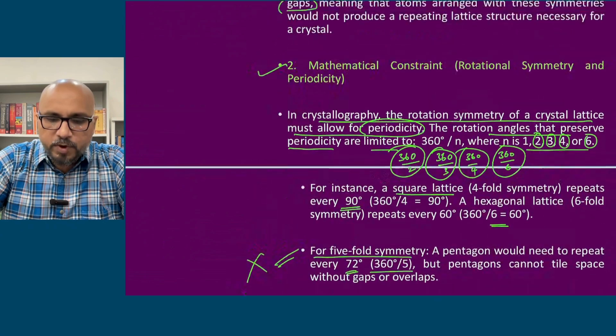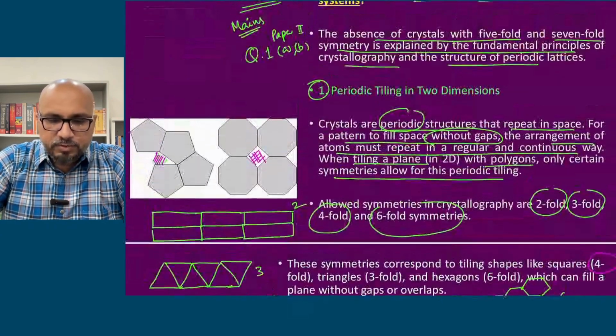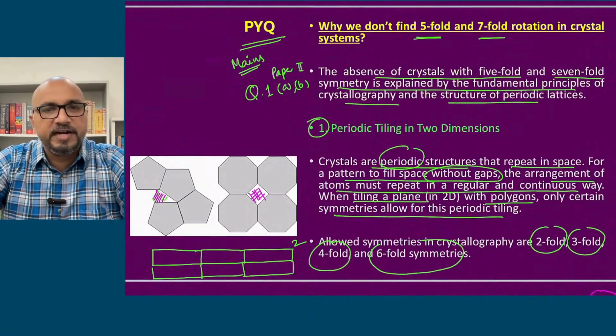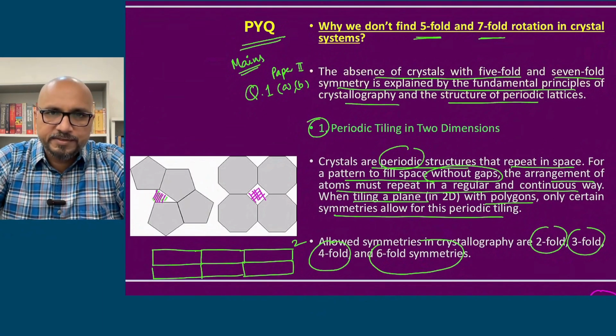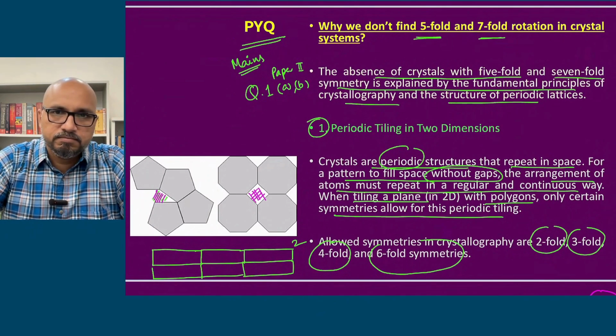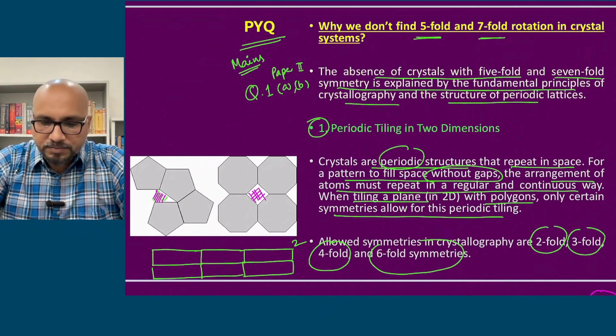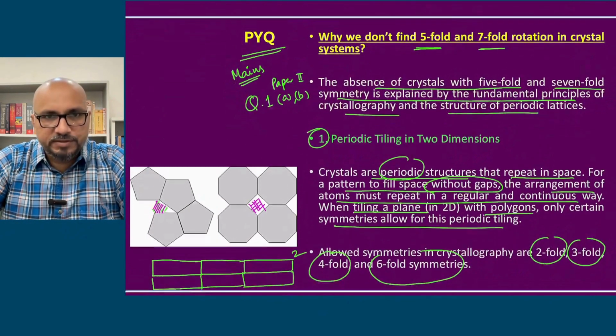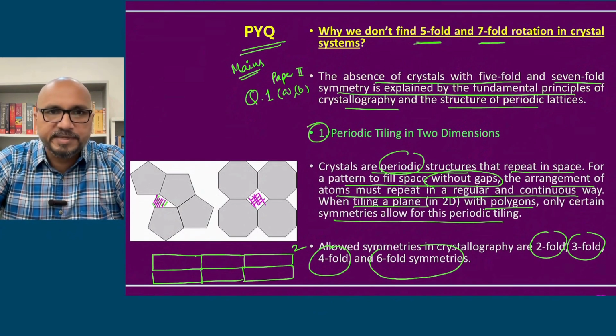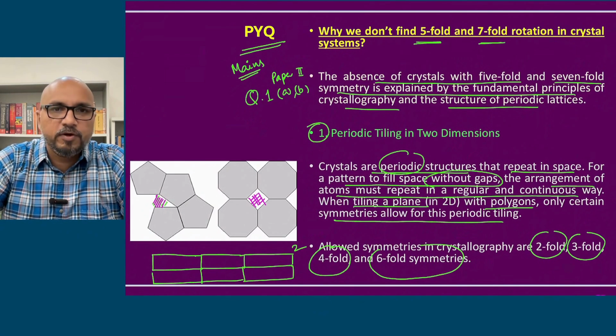So these two are your points. ठीक है, तो ये तुमको आंसर में लिखना है. Why don't we find 5-fold and 7-fold rotation in crystal systems में? So these 2 points you can make notes from here and prepare your answer from here. So that was regarding the axis of rotation. So this is one of the important symmetry element. All right. So in the next video, we will see roto inversion and other symmetry elements. So that will be all. Thank you very much.